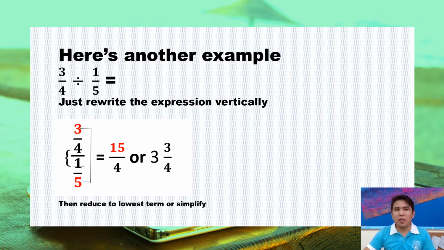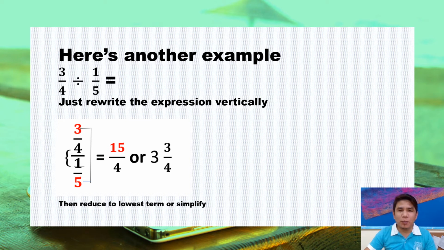Example, we have 3 over 4 divided by 1 over 5. So just rewrite the expression vertically, and so you write 3 over 4 over 1/5. Now here I colored it red so you can see where the outer numbers are. The outer numbers are the ones colored red, 3 and 5, so you multiply that, and the product will be our numerator, so 15. And then you multiply the inner, so 4 and 1, that's 4 times 1 is 4.